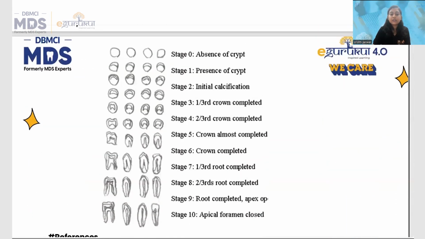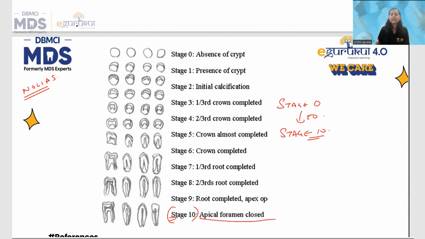Now this is the Nolla stage of Nolla's method of age estimation. Now in this, the only difference here is that it has a stage 10. Okay, so it is from stage 0 to stage 10. Do not get confused between Nolla's and Demirjian's. Stage 10 is where the apical foramen is closed, okay?